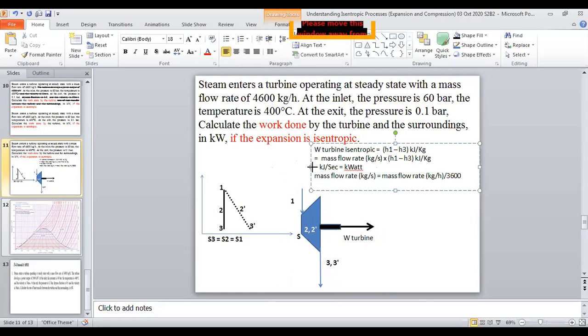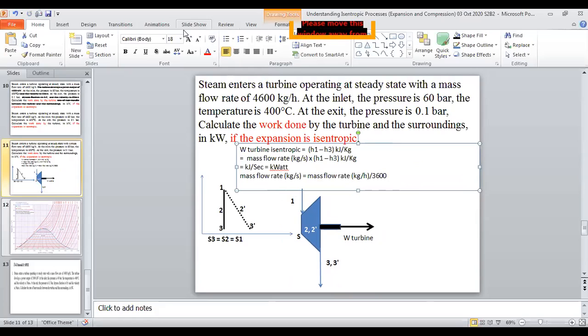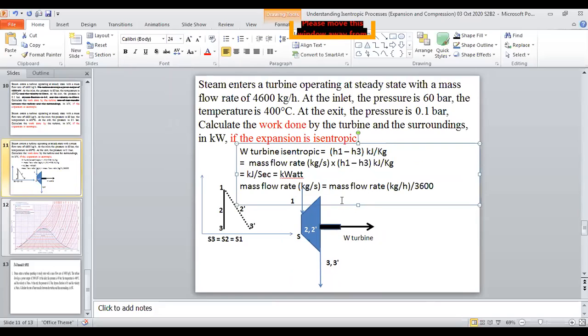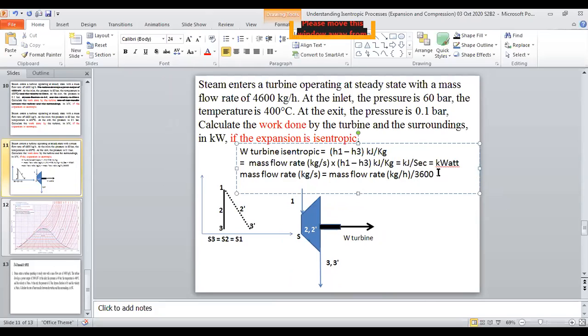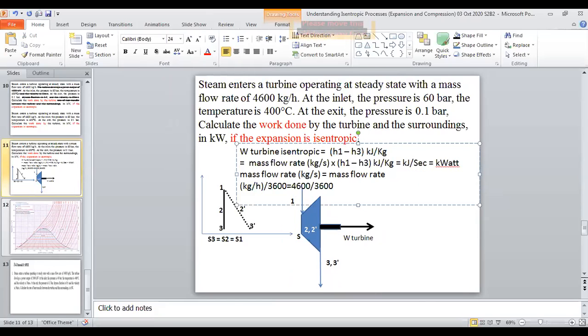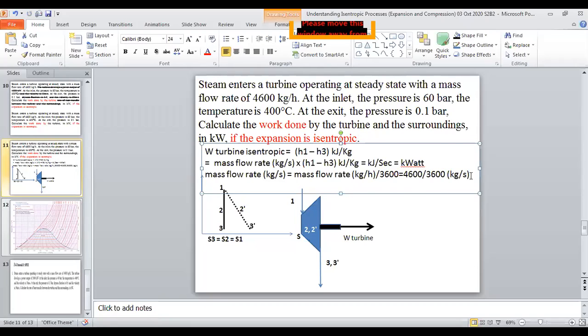Let me make it bigger. Okay, this should be okay. So this is equal to 4600 divided by 3600, 3600 seconds per hour. So this is finally kilogram per second.